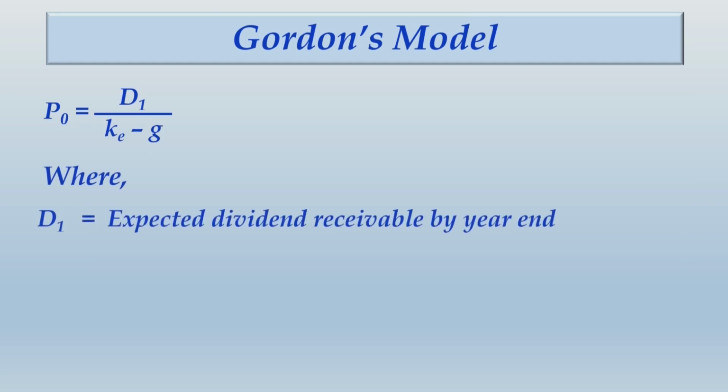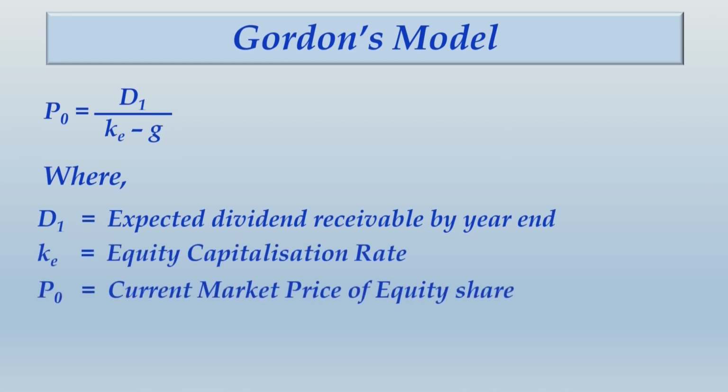Defining all the variables, D1 is expected dividend receivable by year end. KE is equity capitalization rate. P0 is current market price of equity share, and G stands for growth rate. Nothing of this is new for you.